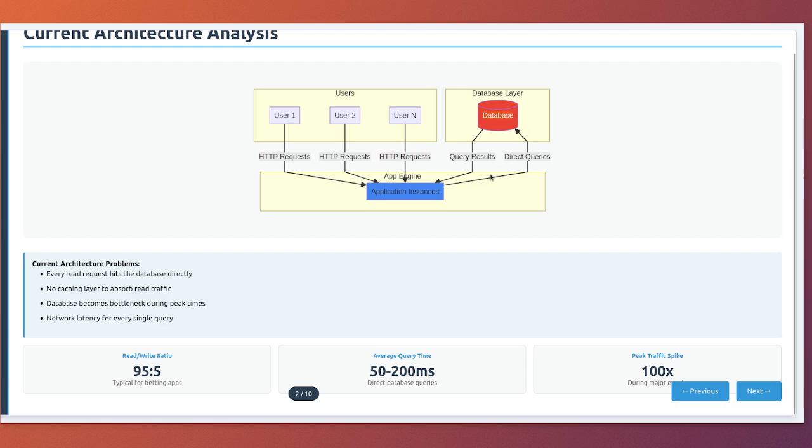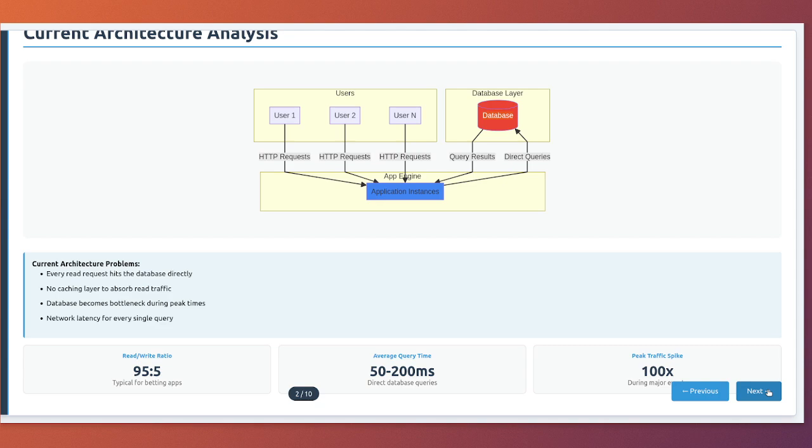The problem statement tells us the application is read-heavy. In betting applications, this makes perfect sense. For every bet placed, that's a write operation. There might be hundreds or thousands of users checking odds, viewing statistics, or refreshing results, which are read operations.